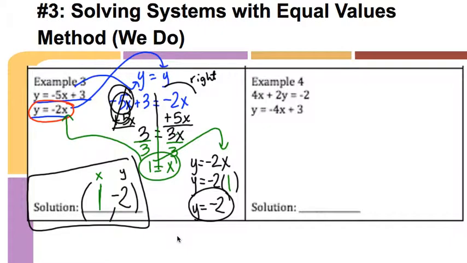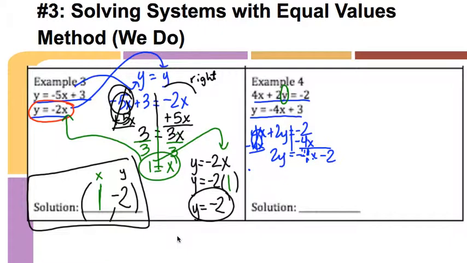Example 4. I look at the first equation. The first equation is not in y equals mx plus b form. The second equation is in y equals mx plus b form. So that first one, I need to solve it so I can get y alone. So 4x plus 2y equals negative 2. Subtract 4x, create a zero pair, subtract 4x to keep it balanced. So now I've got 2y equals negative 4x minus 2. I divide by 2. So that's y is equal to negative 2x minus 1.